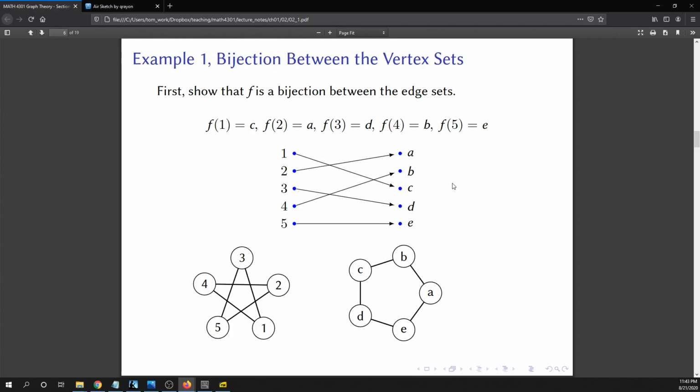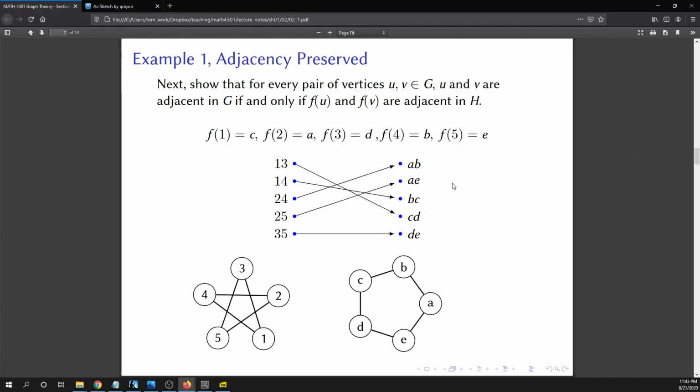The second thing is a little bit more difficult. We need to show that for every pair of vertices U, V in G, U and V are adjacent if and only if F of U and F of V are adjacent in H.